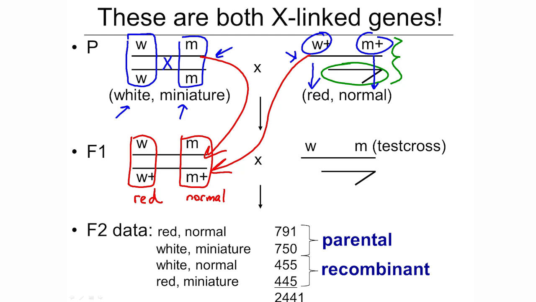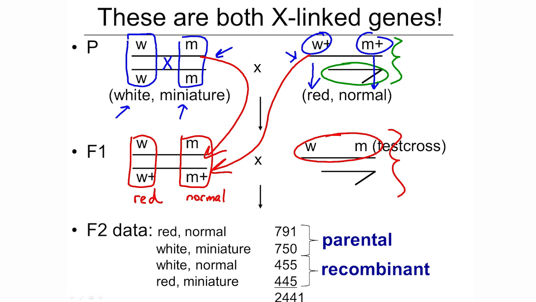But here's where it gets interesting and what the point of this really is. We're going to do a test cross here, and remember what a test cross is. You're crossing someone by someone who's totally recessive, and in this case it's a male who only has one X chromosome, so this is a white and miniature looking male. But the bottom line is, I hope you can see why we're doing this.